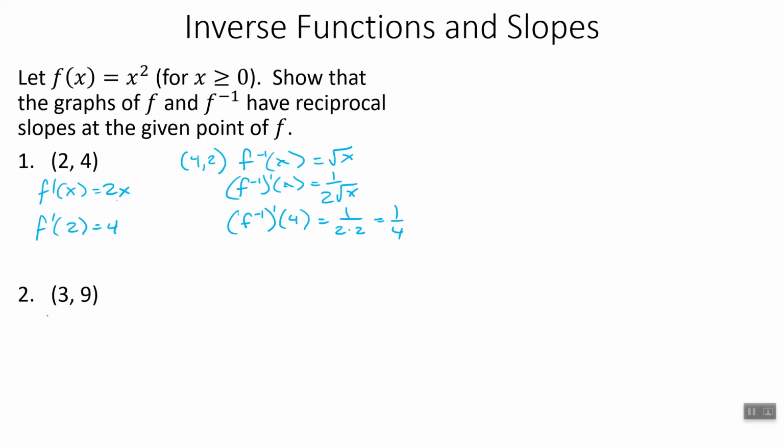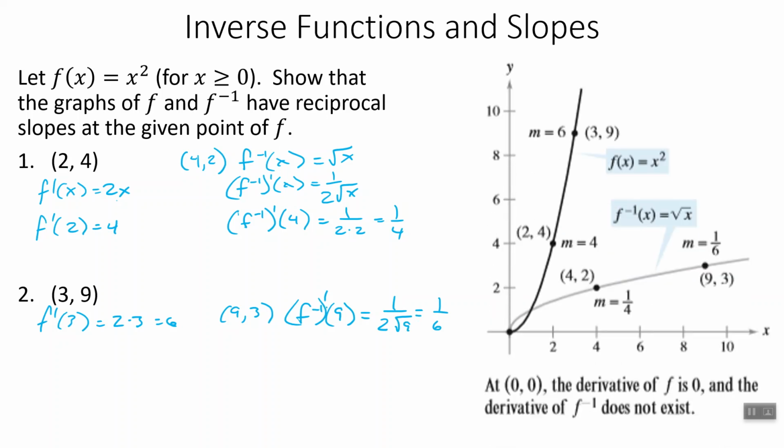All right, same with this guy. If we plug in, f prime of 3 would be 2 times 3, which is 6. If we switch the point around, (9, 3), and we plug into the derivative of the inverse at 9, the y value, we're going to get 1 over 2 times the square root of 9. So 2 times 3 is 6. We get 1/6. Hey, it matches. And there are the graphs. They also match. Slope of 4, slope of 6, slope of 1/4, slope of 1/6. Reciprocals.